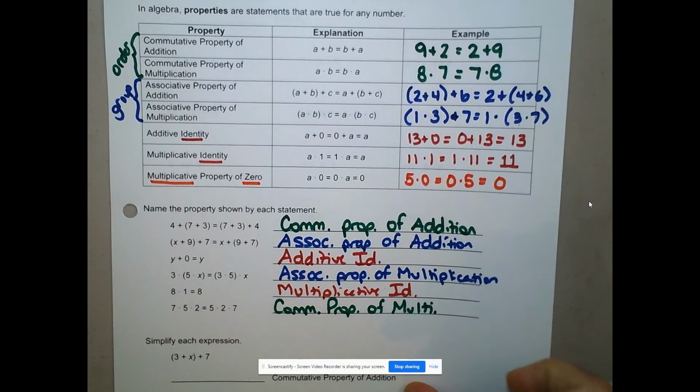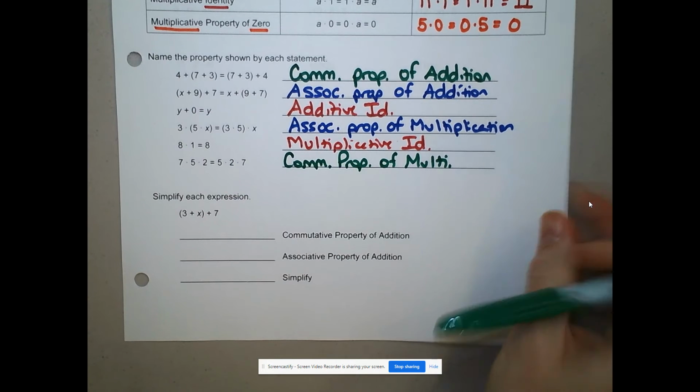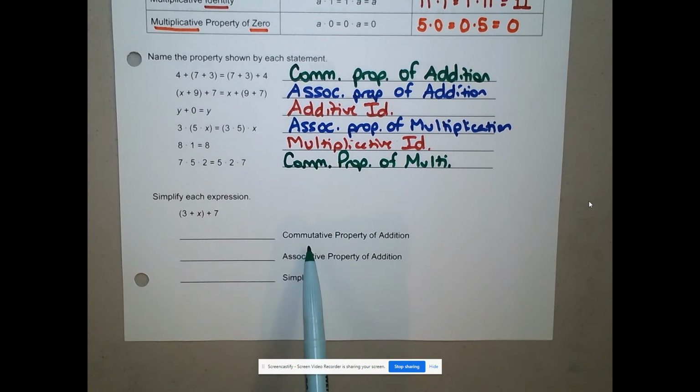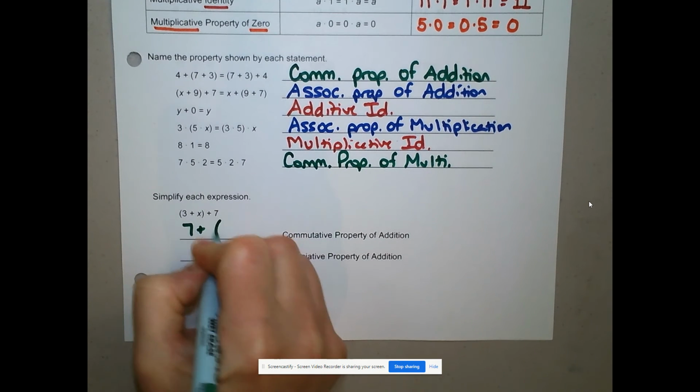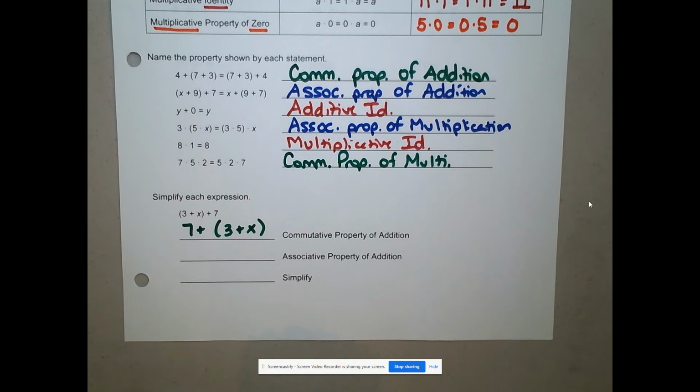All right, so that's how we identify which property goes with an example. And then here, it's saying let's use those properties. So how could we simplify this by using the commutative property? Okay, so the commutative property talked about changing the order. So in this case, if I want to change the order, I might start with 7 plus and then put the 3 plus x after the 7 plus.